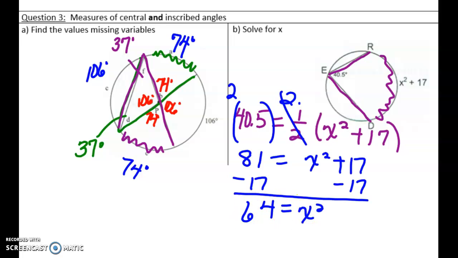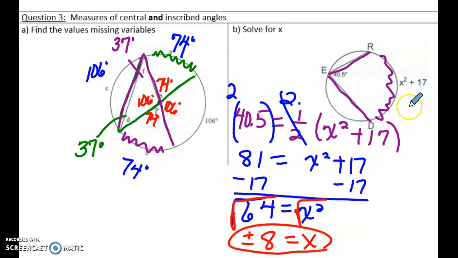And then you can just square root both sides. And then obviously the square root of 64 is not only 8, but positive and negative 8. And you can use a negative 8, because when you square it in this expression, it will still be positive. So it's a viable answer.